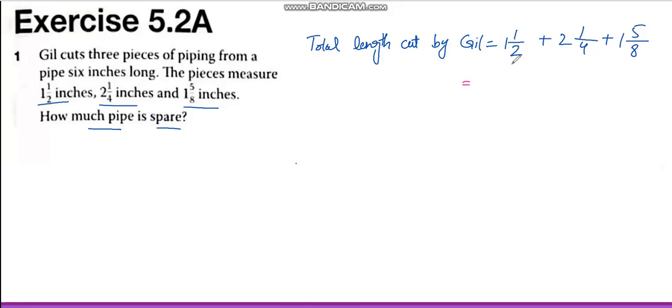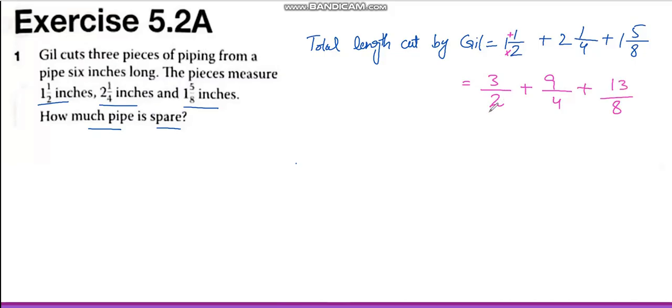Before addition, we will convert all the fractions to improper fractions because these are mixed fractions. So it will be 2 times 1 is 2 plus 1, it will be 3 over 2. Then it will be 9 over 4. And then it will be 13 over 8.